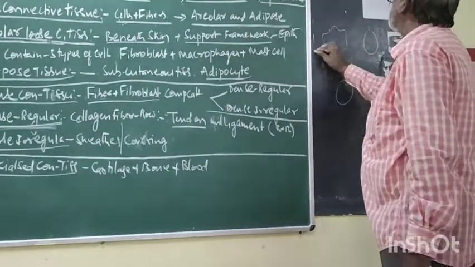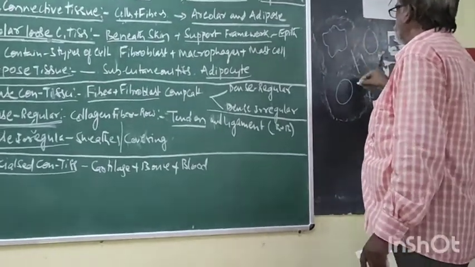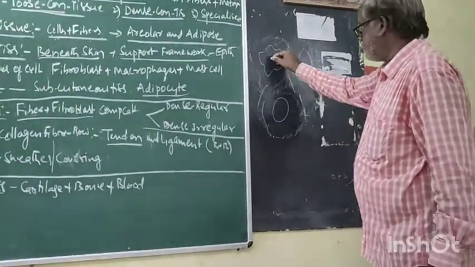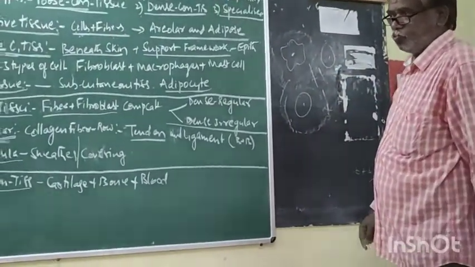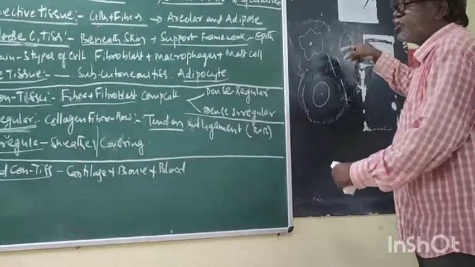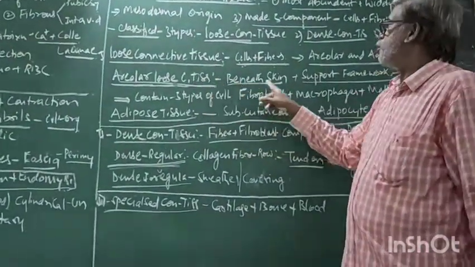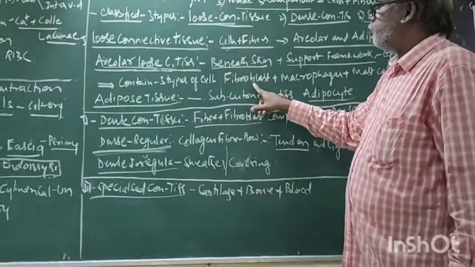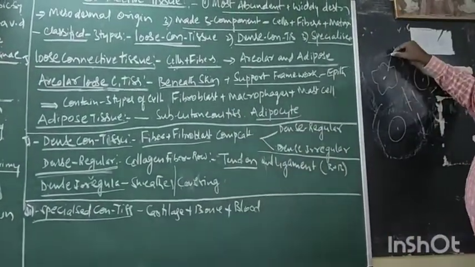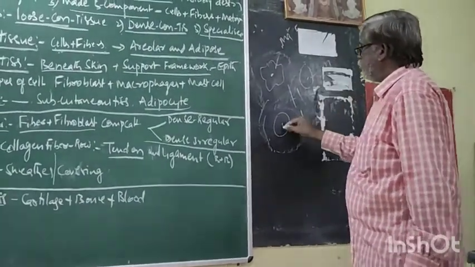Now what is this? Matrix. And what is this? Fiber. Now this is the connective tissue. But in this connective tissue, what is this? Three types of cells: fibroblast, macrophages, mast cell. This is macrophages, this is mast cell, this is fibroblast.